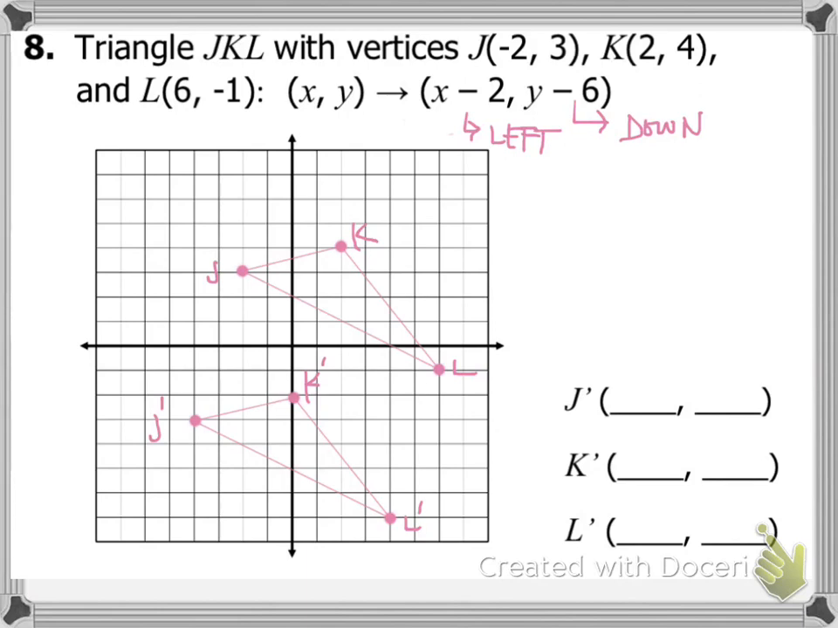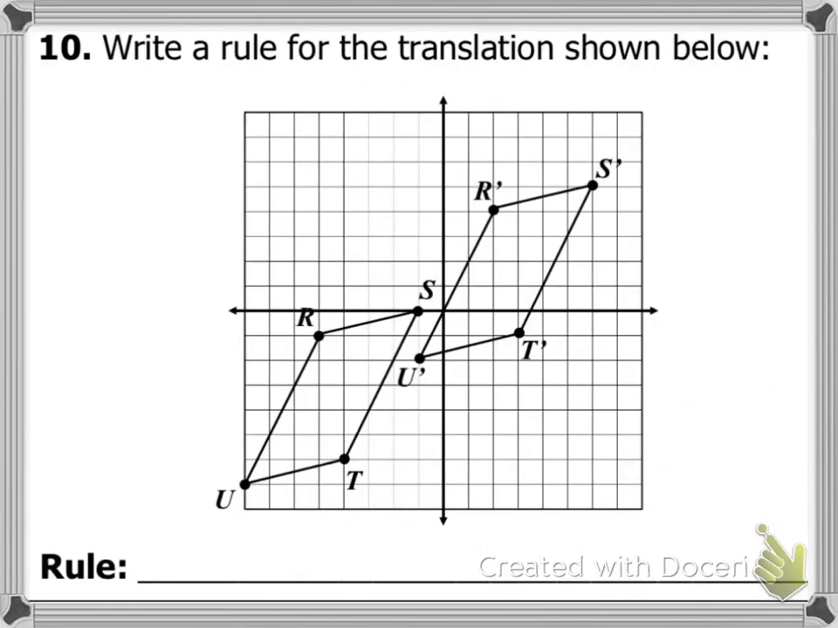Okay, so J is going to be at (-4, -3). K is going to be at (0, -2), and L is going to be at 4 over, down 7. Okay, what about this one?